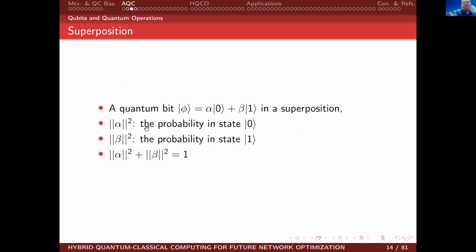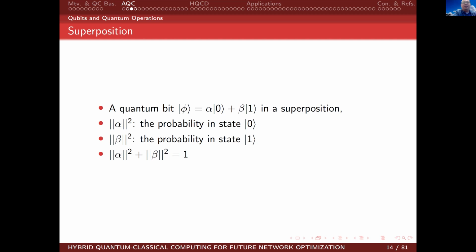Here we can see on the slide that we define a quantum bit phi, and this phi equals alpha |0> plus beta |1>. Here the ket 0 represents the bit is on state 0, and this ket 1 represents the bit is on state 1. And alpha and beta are the magnitudes of these two states.